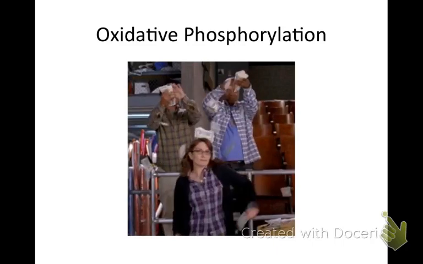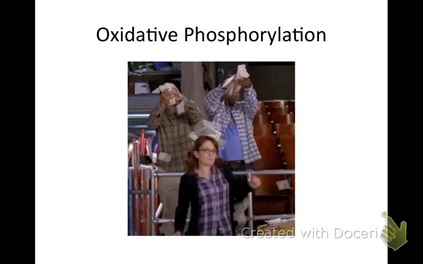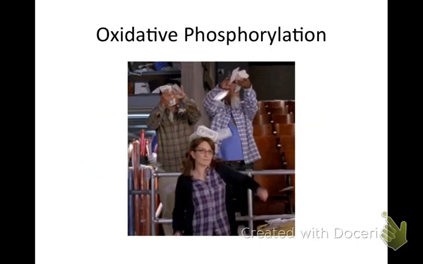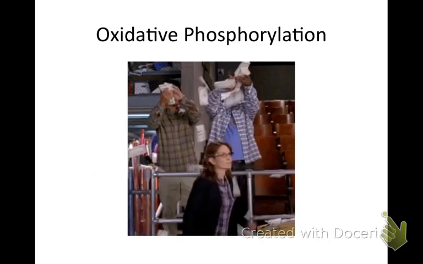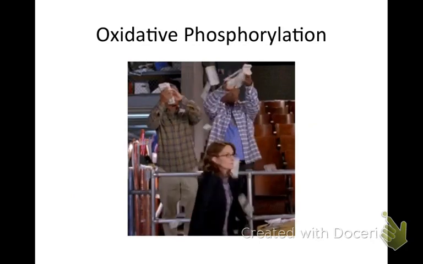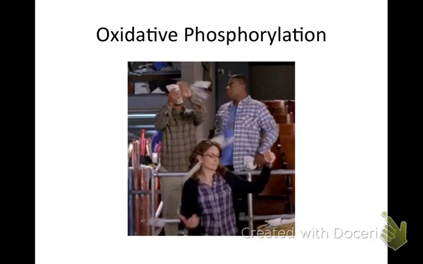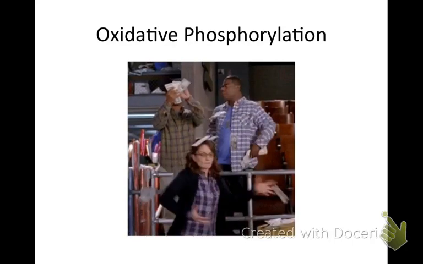Okay, so just think, substrate level phosphorylation is going to be making one ATP at a time, and then oxidative phosphorylation is making multiple ATP at a time, which is actually going to be around the order of 32 to 34-ish ATP per glucose molecule.